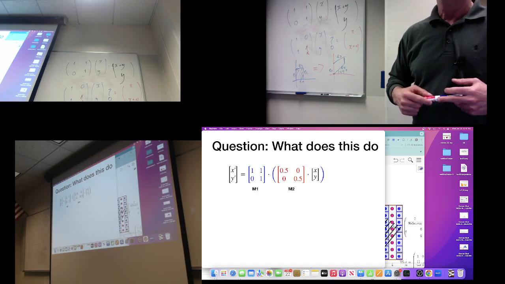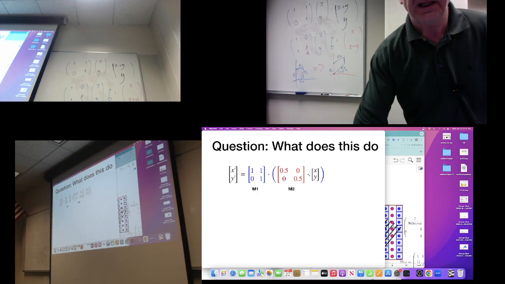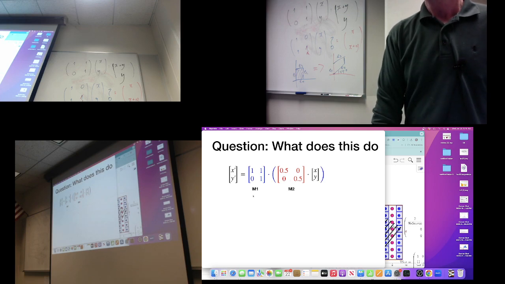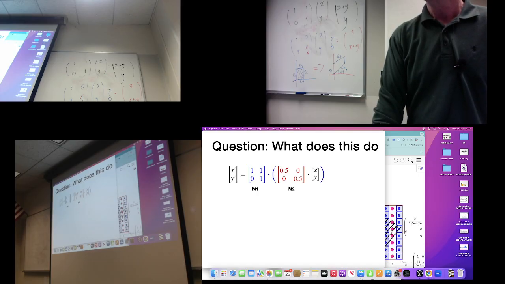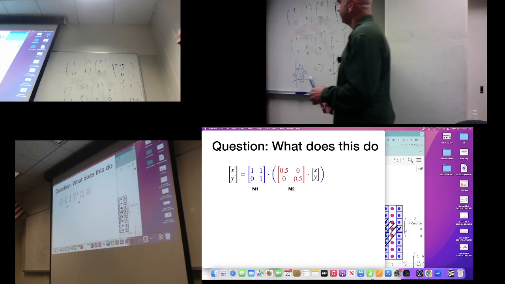So x prime, y prime equals, take xy, multiply by m2, take the result, and multiply by m1. And you can compute what's happening by what I would strongly discourage: compute the product of these two matrices and look at the numbers. Or let's try to understand what happens to xy.